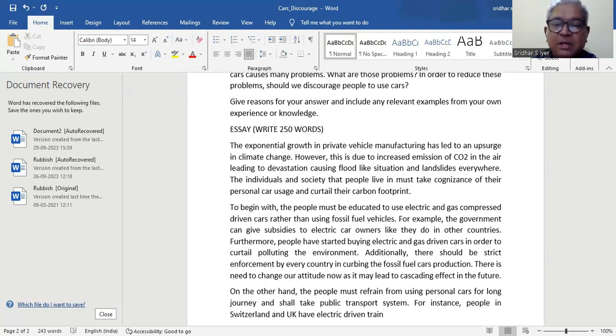Okay, for instance, people in Switzerland and UK have electric driven vehicles to travel interstate swiftly.